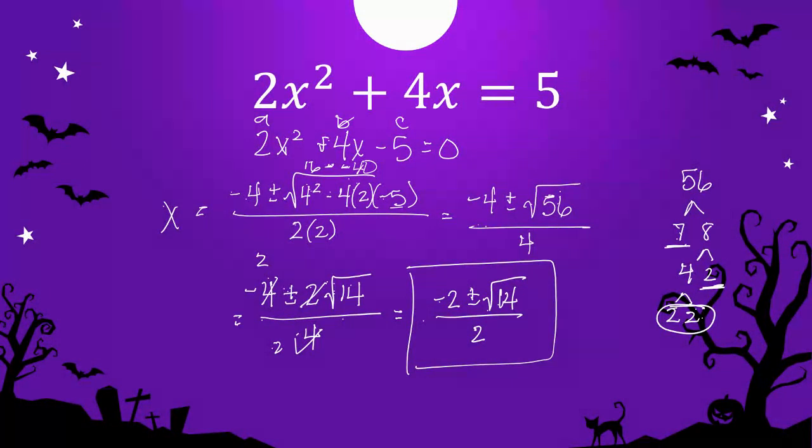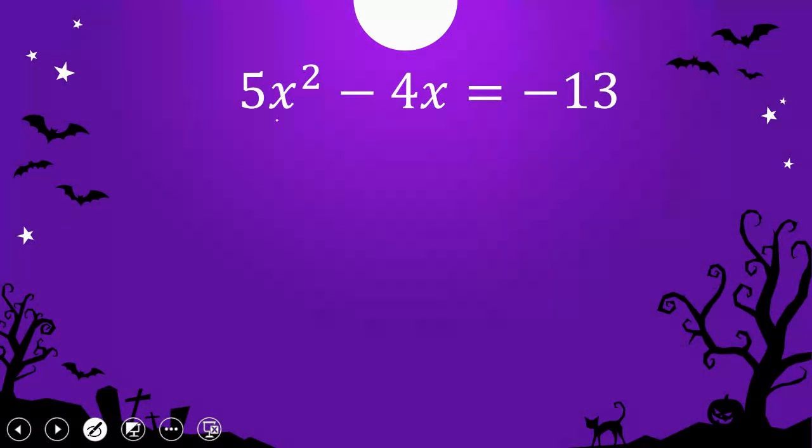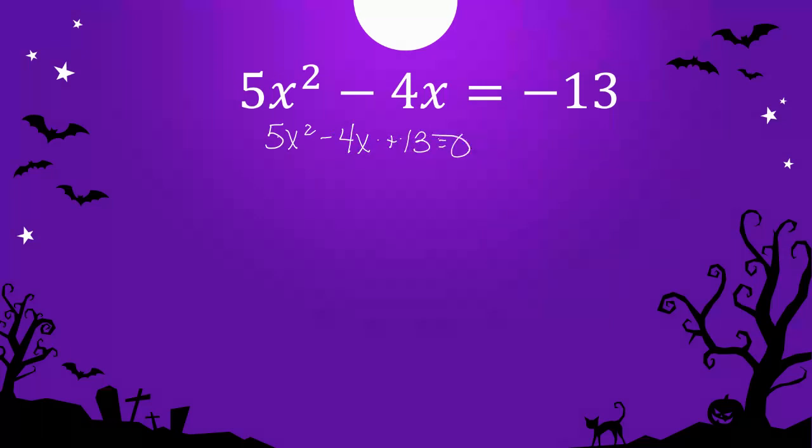Okay? So I had to go a little bit farther with this one because 56 can be simplified as a radicand, so I need to do that. Please make sure that you are checking. Let's try one more. We need to first get this equal to 0. So we are going to add 13 this time. Now we can do the quadratic formula.